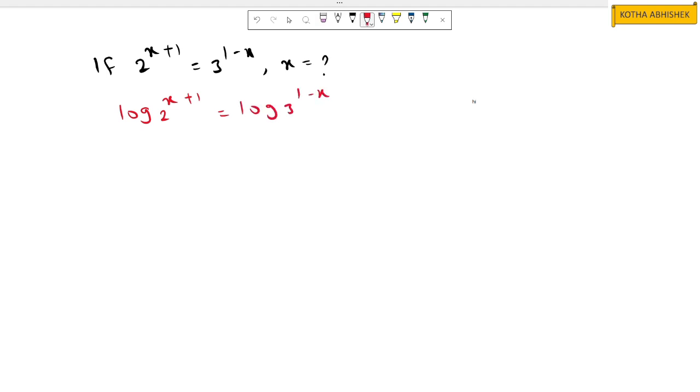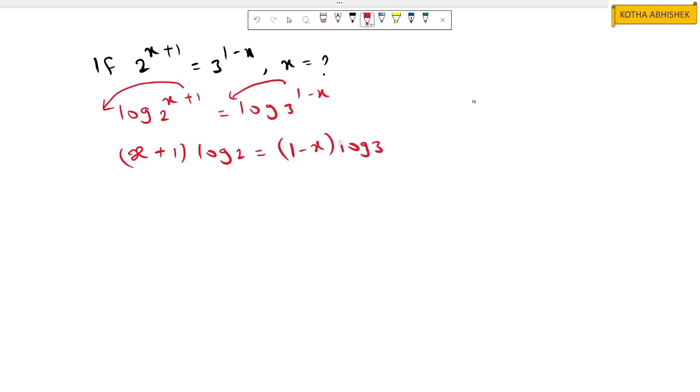In the logarithm, for the main number, if power is there, it will come to the front side. So here x plus 1, two terms are there, right? So that's why bracket must, log 2 as it is, which is equals to, here also power 1 minus x has two terms, right? So bracket, then log 3.